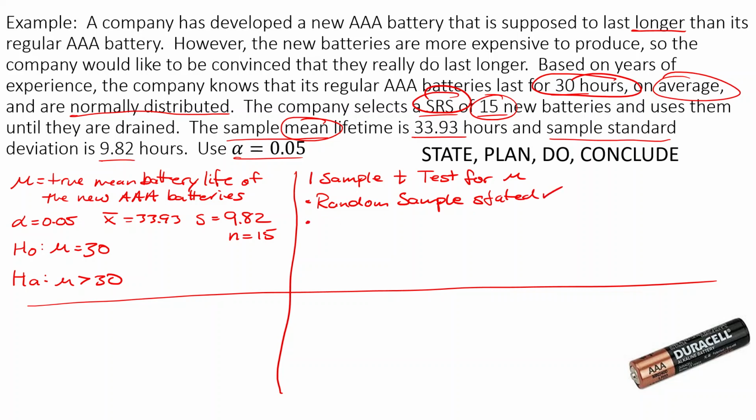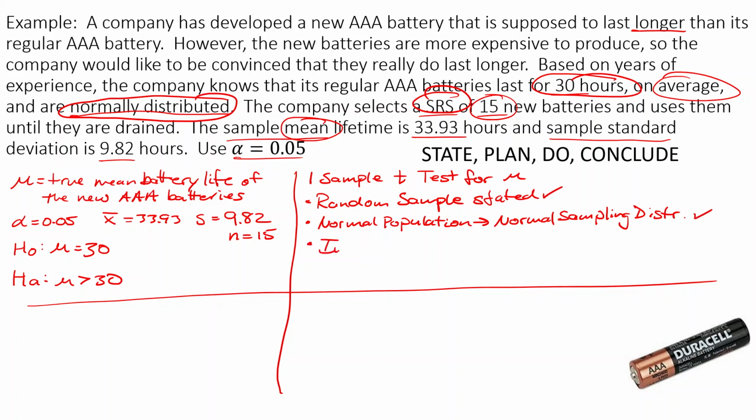Next up, we're checking the normal conditions. Well, it was a normal population. So we had a normal population, therefore we have a normal sampling distribution. So we don't even have to say approximately normal. It is going to be normal. All right, so that checks out.